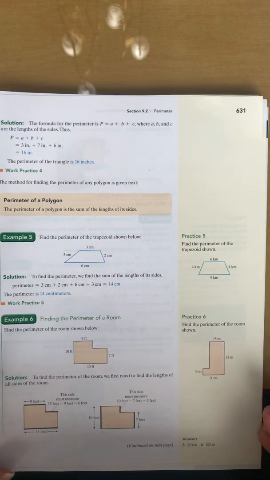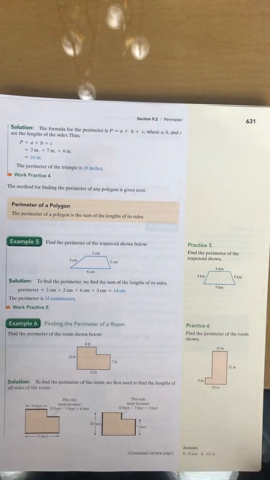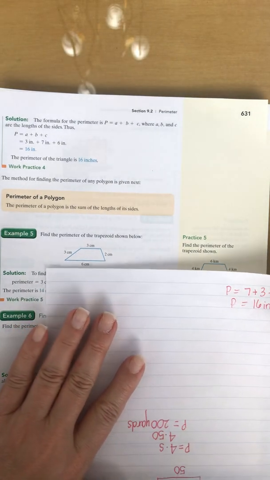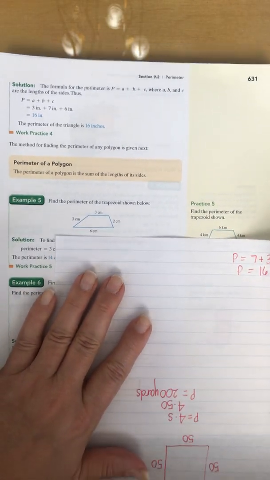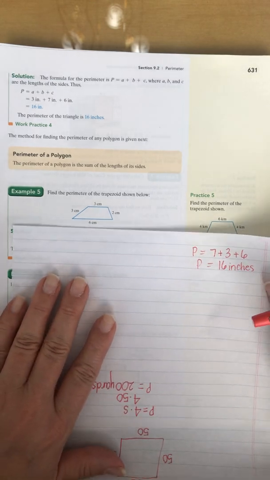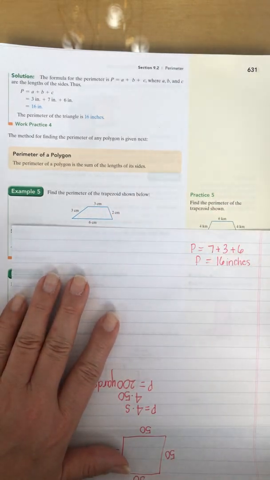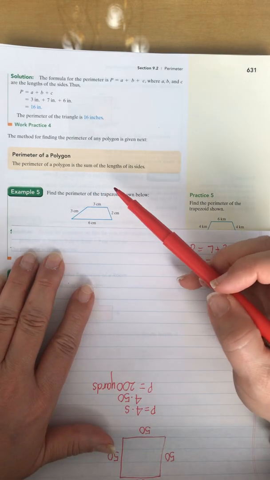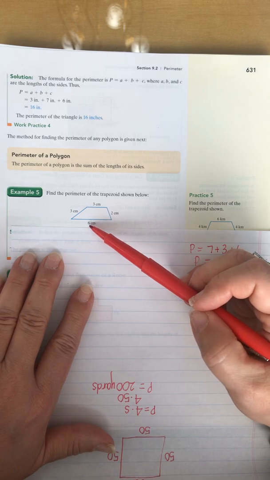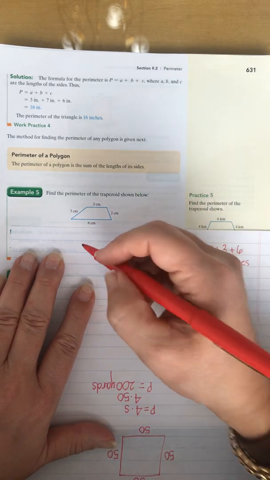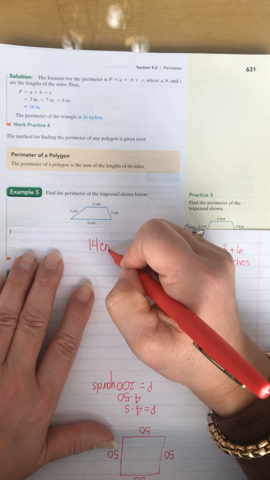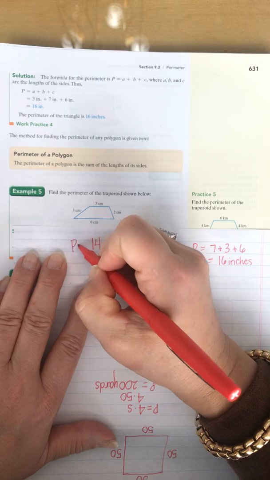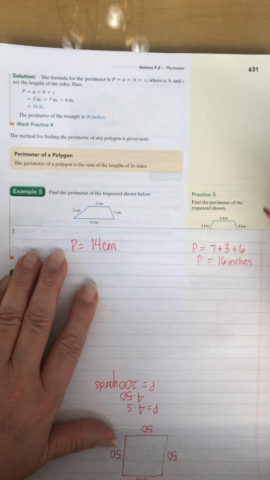So we talked about rectangles, squares, and triangles. Well, we have other polygons, such as this one, which is a trapezoid. To find the perimeter, all you do is add up all the sides, very simply. So all you do is add 3 plus 3 is 6. 6 and 6 is 12. 13, 14. So this is 14 centimeters. You're just adding up all of the sides. So the perimeter of this trapezoid is 14 centimeters.